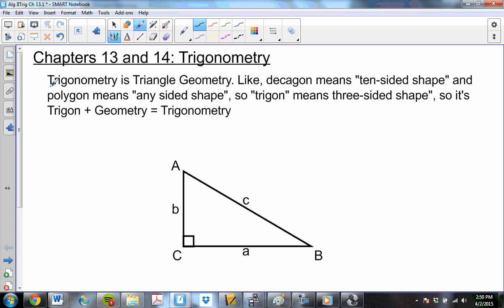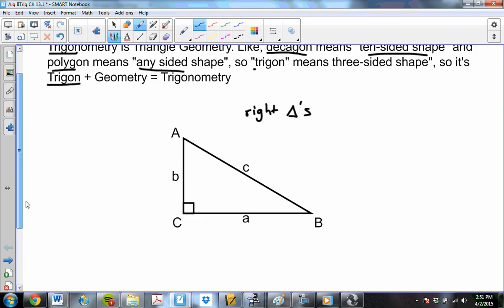Trigonometry really has the word trigon in it, and trigon means a three-sided shape, just like how decagon means a 10-sided shape, and polygon means any sided shape. A trigon is a three-sided shape, so we're doing triangle geometry. That's what trigonometry really is, triangle geometry. And we start with right triangles. It won't always deal solely with right triangles, but we start by dealing with these right triangles down here.